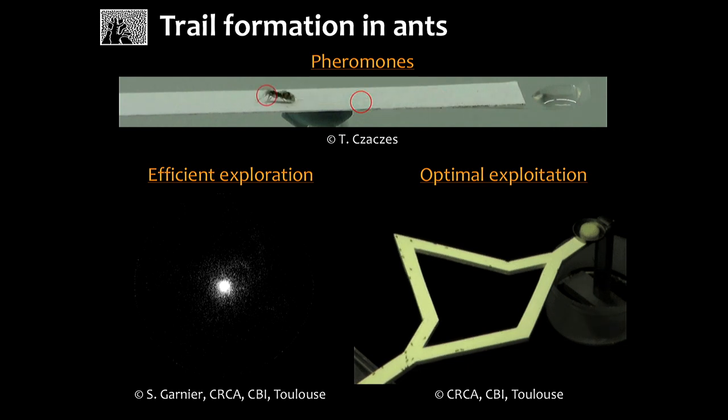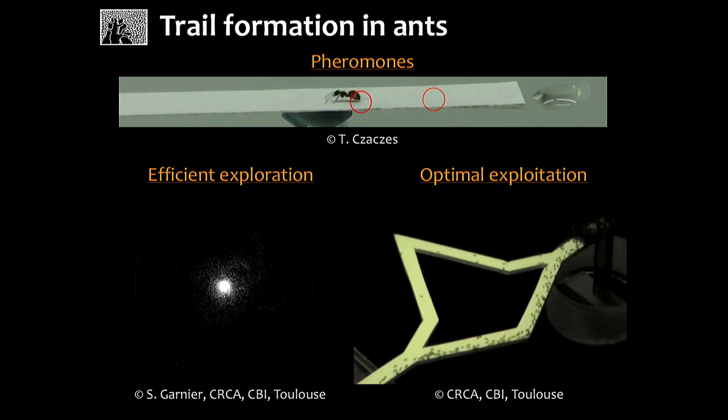They are using pheromones, which are attractive substances, attractive for the nest mates. And they use it to deploy transport networks around their nests, which help them to efficiently explore their environment and to optimally exploit it. For instance, here they are finding the shortest path between the nest entry and the food source.